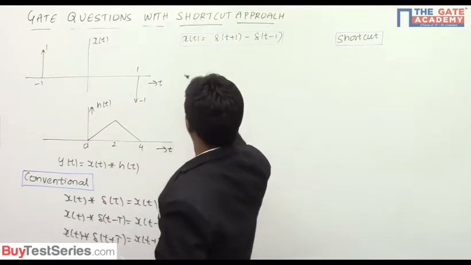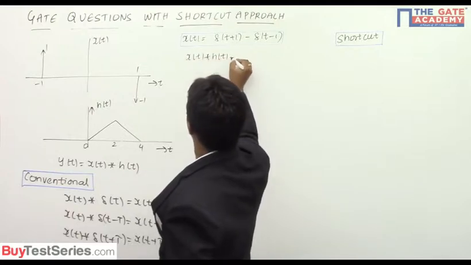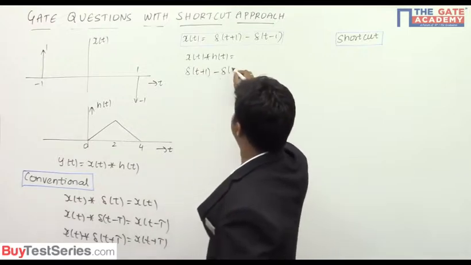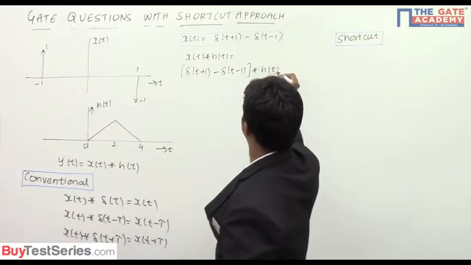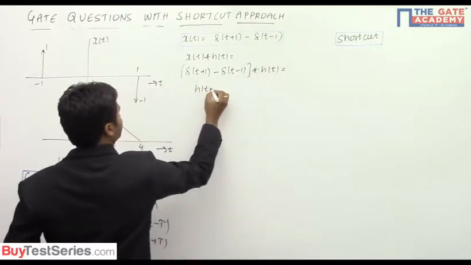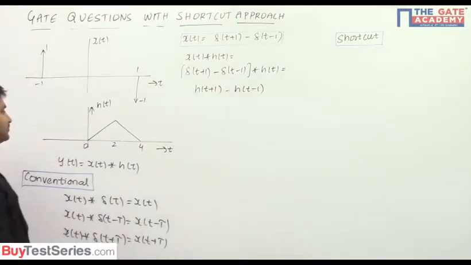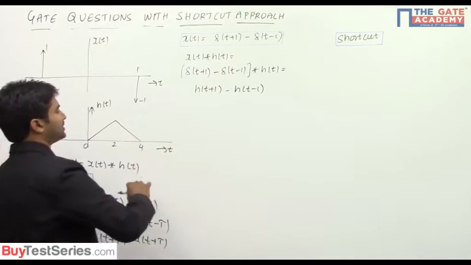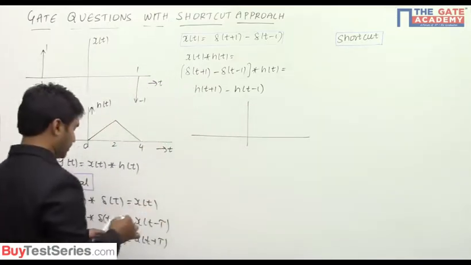So now x(t) convolved with h(t) is equal to [δ(t+1) - δ(t-1)] convolved with h(t), which will be equal to h(t+1) - h(t-1). So how can we form h(t+1)? The signal advanced by 1 unit.